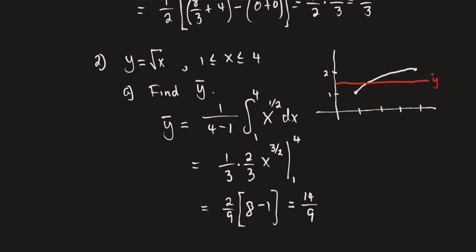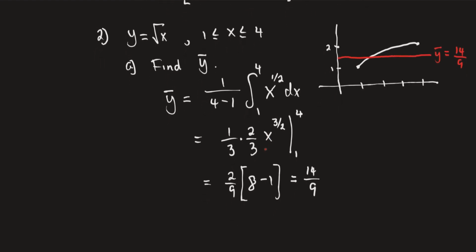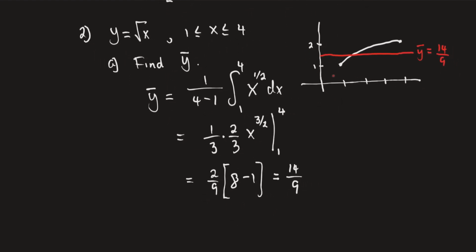So this is the average value, 14/9, right? So again, if you average all the y values on this portion of the square root function, and again, there are infinitely many of them, so we can't use a regular summation, right? The integral is what does this sort of infinite summation for us. It sums up all the function values here, right? And produces this average.